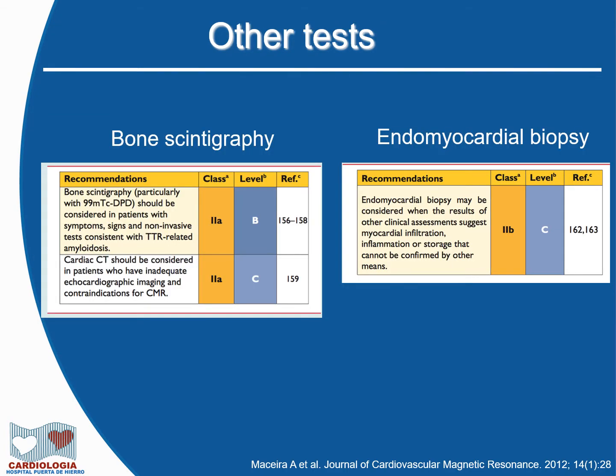Some other tests that can be used to diagnose the different types of hypertrophic cardiomyopathy include bone scintigraphy. In cases of TTR amyloidosis, this can be diagnostic when we have a specific uptake. Also, endomyocardial biopsy may be considered when the results of the other tests suggest a storage disease or an infiltrative disease. In these cases, endomyocardial biopsies can be helpful in order to tailor the specific treatment of the patients.